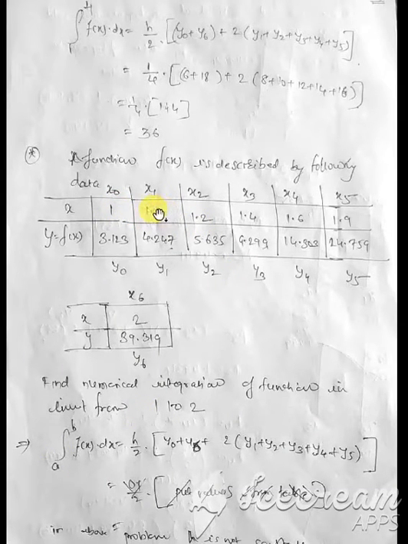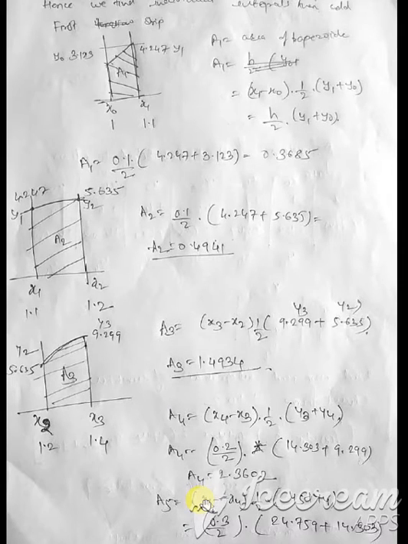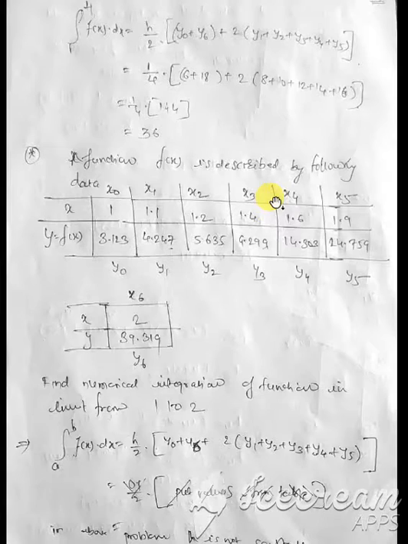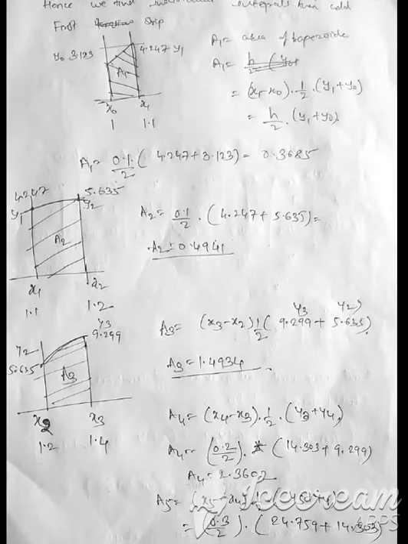See here 0.1, here 0.1, but here it is 0.2, 0.2, 0.3 and 0.1. So you can't use this formula. This formula you can use only when h is constant. For that we will use the basic formula, that is nothing but to find the area of the individual trapezoids. Here we will find the individual areas and then add them.